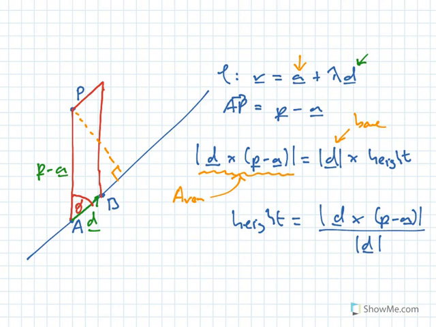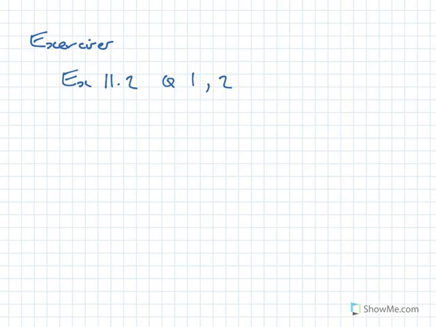This formula can be used without proof, and it tells you the distance from the point to the line. As long as you know the directional vector of the line, you know the point you're interested in, and you write it in vector form, and you know the a bit of the formula, the bit which gets you to the line, then you can just put it into this formula and you're done. So what I'd like you to do is have a couple of goes at doing that. Please do exercise 11.2, questions 1 and 2.